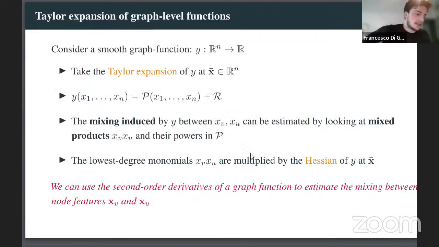So I want to start with an example that is basically analysis one stuff, but is in the end what we can use to motivate the whole work. So suppose we have a smooth function, and let's say we have a graph with n nodes and the features are all scalars, right? So if we have a graph function of the features, we can think of this function as a function of n inputs, which will be the node features, and as an output there is just a scalar. So if the function is sufficiently regular, we can take the Taylor expansion of such a function at some reference point.